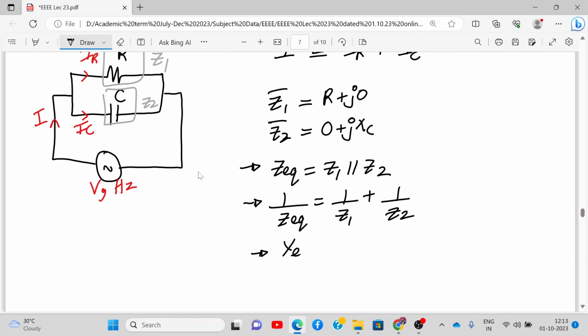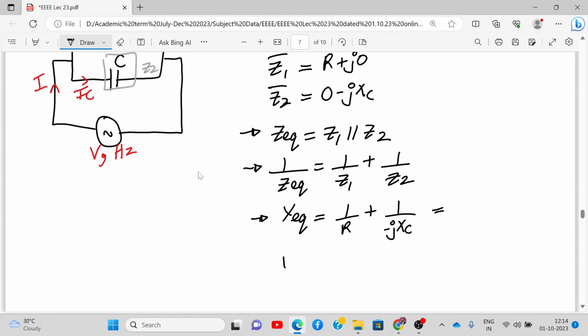What is 1 upon Z equivalent? Y equivalent. And 1 upon Z1 is 1 upon R, and 1 upon Z2 is 1 upon JXC. This is minus actually, because for capacitive it is minus. So we can write Y equivalent as G plus JBC, where G is 1 upon R, and BC is 1 upon XC.